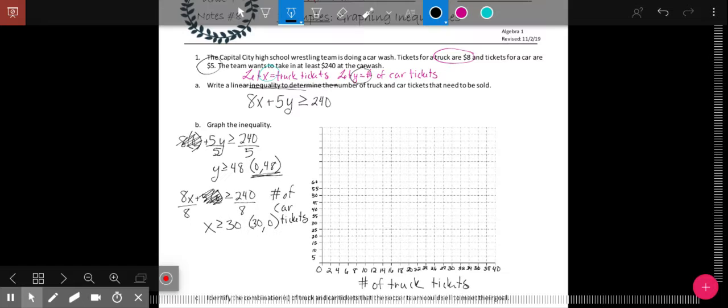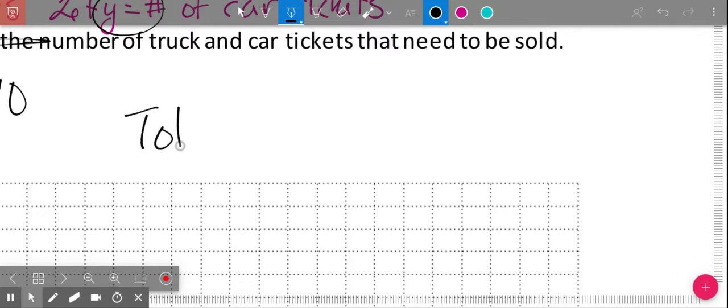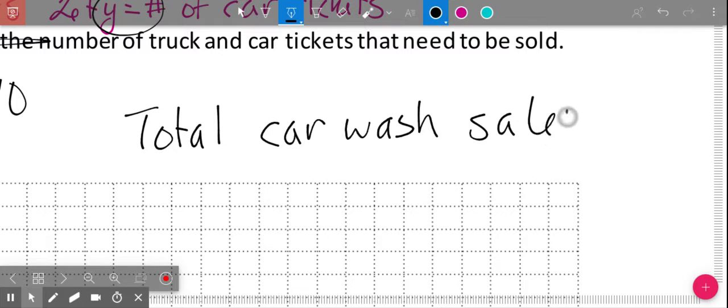And here, we're not actually looking at cause and effect. We're looking at a total. So here we're going to talk about the total car wash sales. We're not actually looking at an independent and dependent variable. We're looking at a total. So that's why your title is going to be a little bit different for this one.